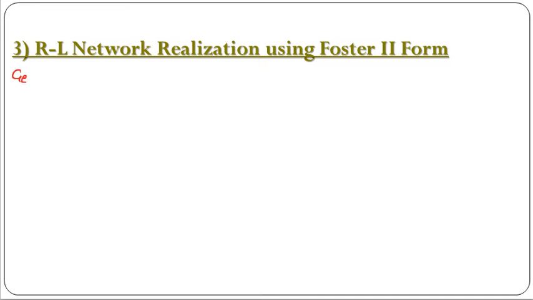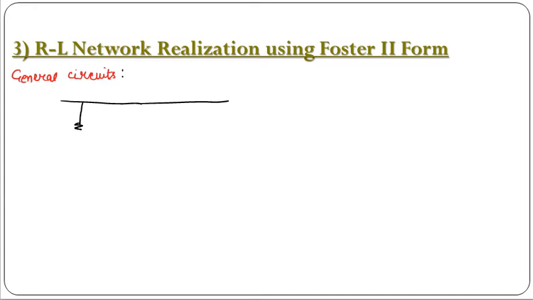This is general circuit. We know that in the Foster second form we connect the elements in parallel, because this is also known as admittance form. We connect the elements in parallel. Now this is RL network, it will consist of only resistor and inductor. There will be no capacitor.